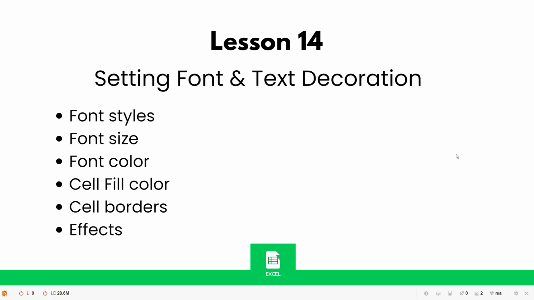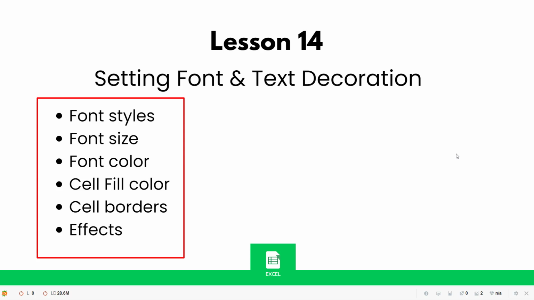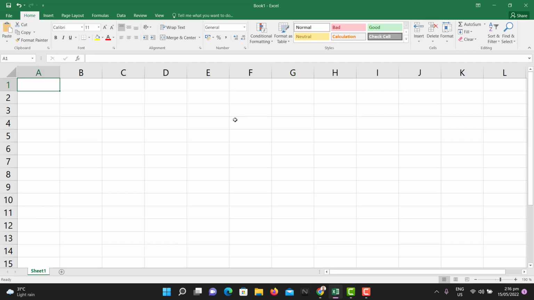In lesson 14 of the course, we are looking at setting font and text decorations. So you are going to look at how to set font styles, font size, the font color, how to change the cell fill color, how to set borders for your cells, as well as some effects that we can apply in Excel. All right, this is our spreadsheet as usual, and let's just type anything at all. Then we'll try applying the various styles that we've mentioned here.